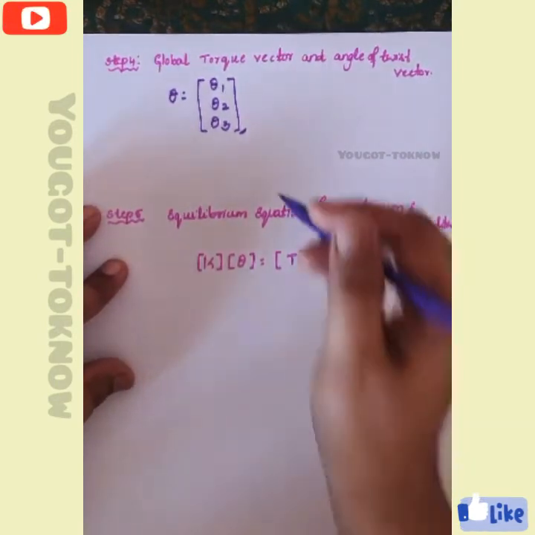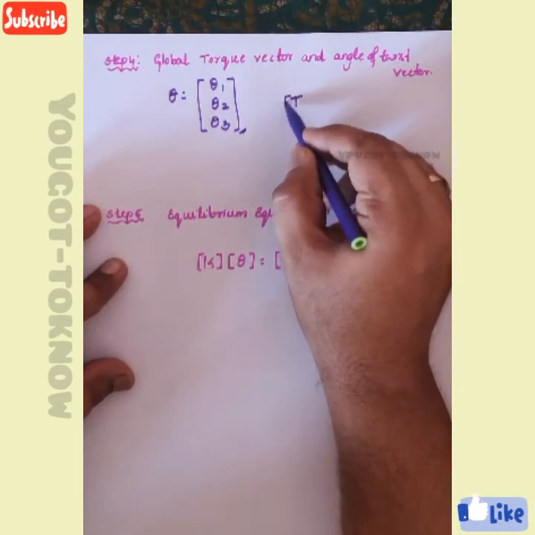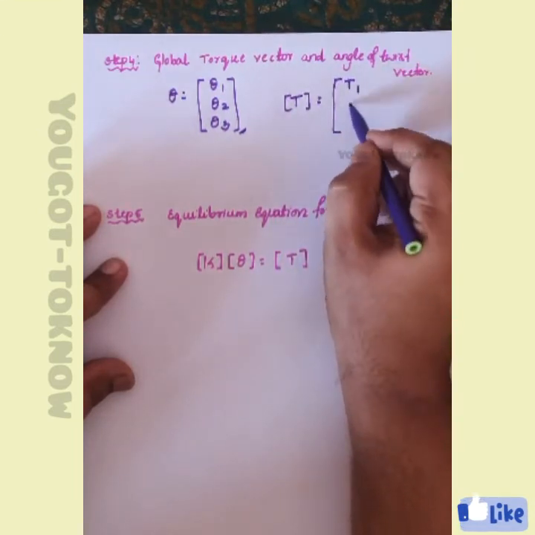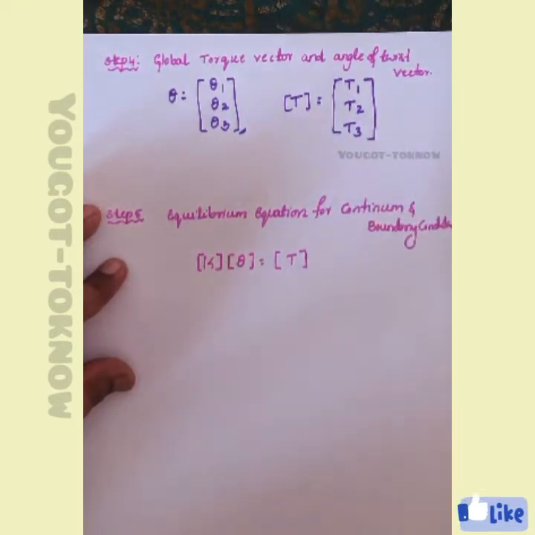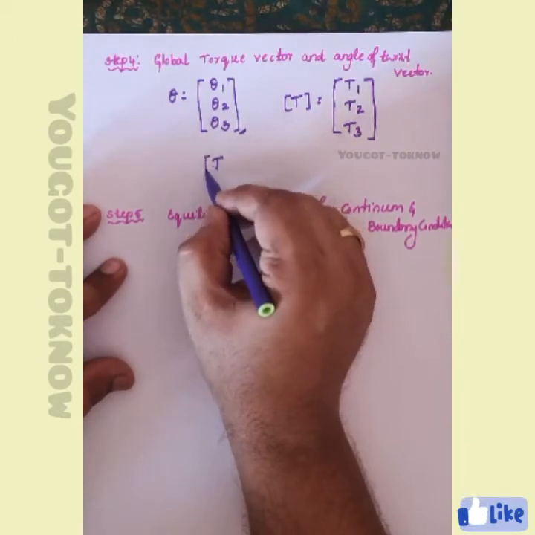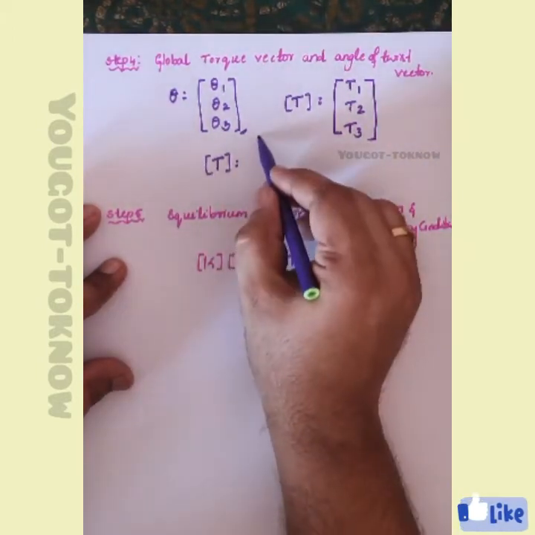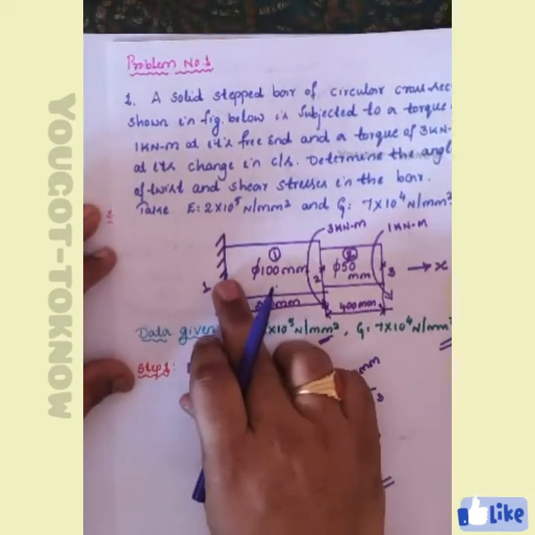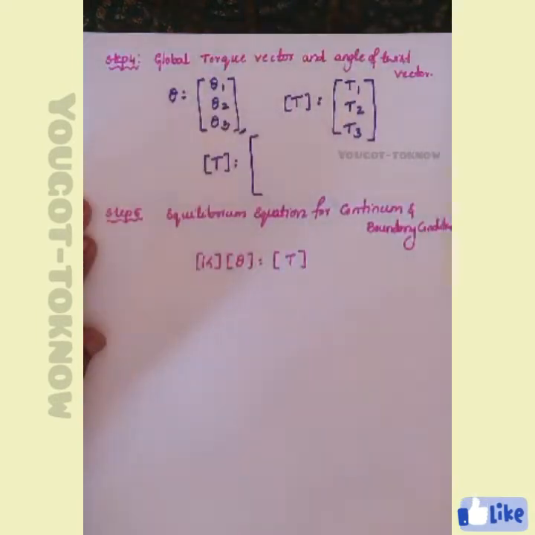Then after this, what is next? Torque vector. Torque vector means T equals the torque acting at node 1, the torque acting at node 2, and the torque acting at node 3. Just observe this. T equals T1, T2, T3, because only the parameters subjected to torque matter. Is any torque acting at node 1? Just observe your figure. It is fixed. There is no torque acting at node 1. Because of that, this value is 0.